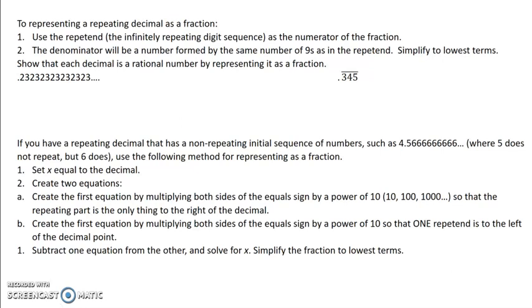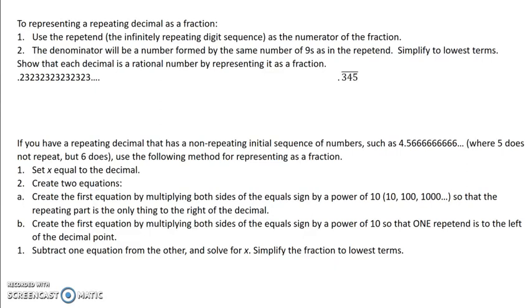Alright everybody, let's continue. If you have a repeating decimal that has a non-repeating initial sequence, the method that we're going to use is a little bit more involved than just writing nines underneath the repeating part. So if we have something like 4.5666666666666 that goes on forever, where the 5 does not repeat but the 6 does, we're going to use the following method for representing that as a fraction.